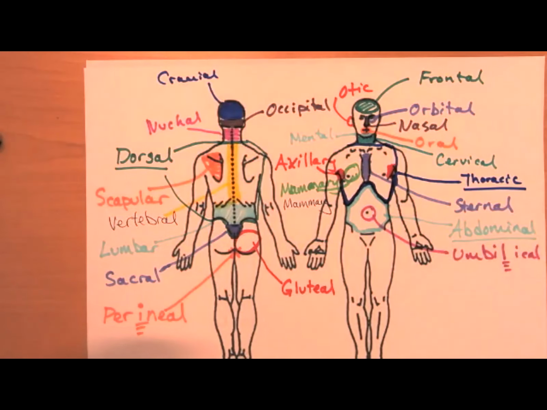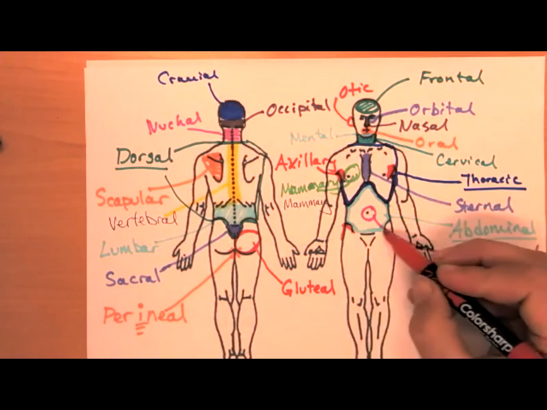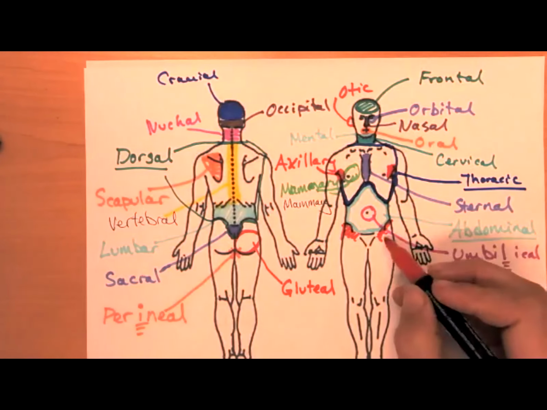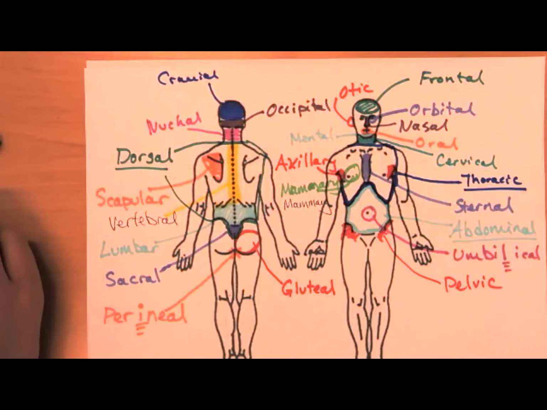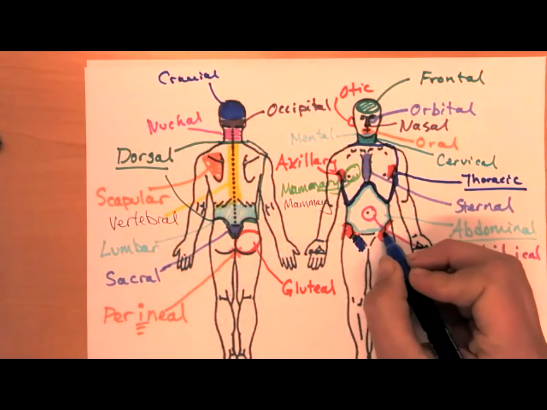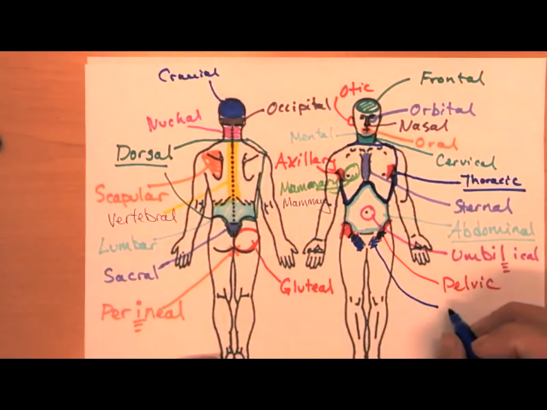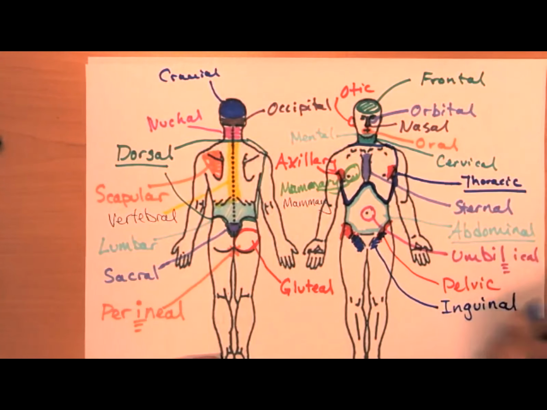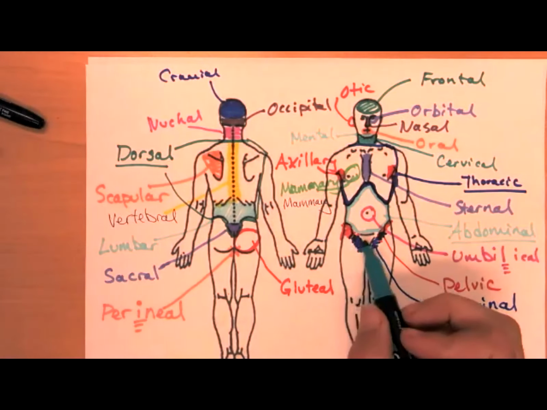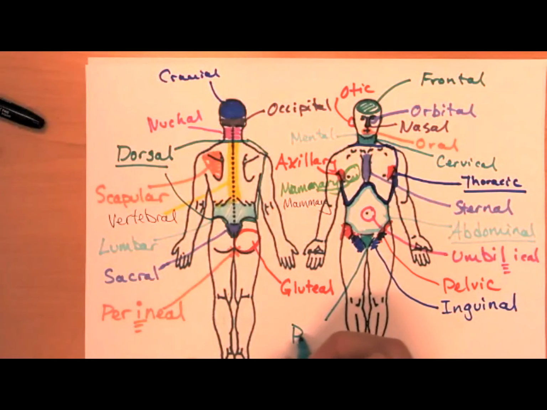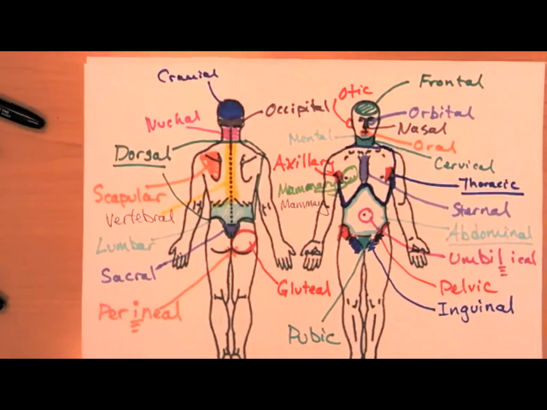Next, pelvic. Pelvic is essentially a major region of the pelvis, so your hip bones. Within the pelvic, the groin is inguinal, and finally, the genitals are called pubic, named for the pubis bones deep to the skin. Okay. Any questions about these?